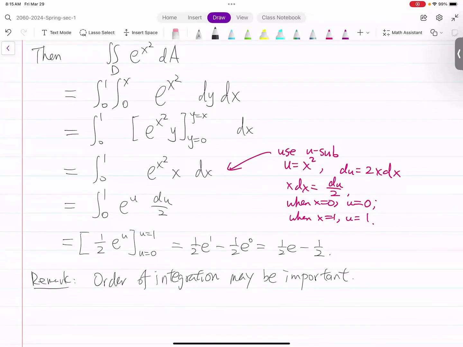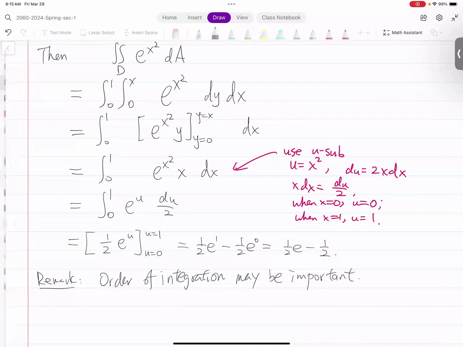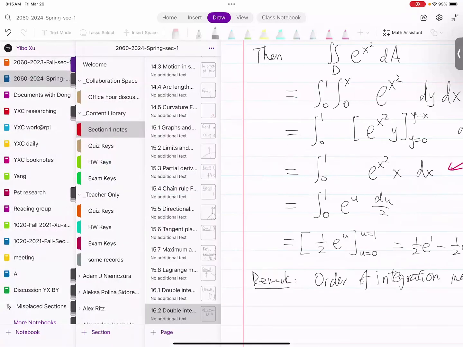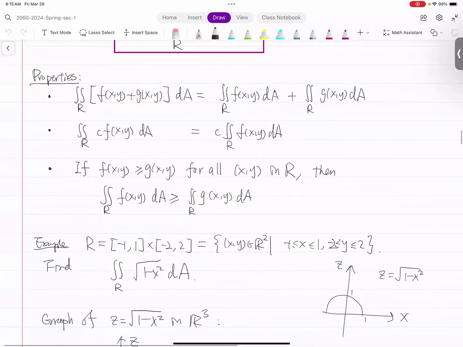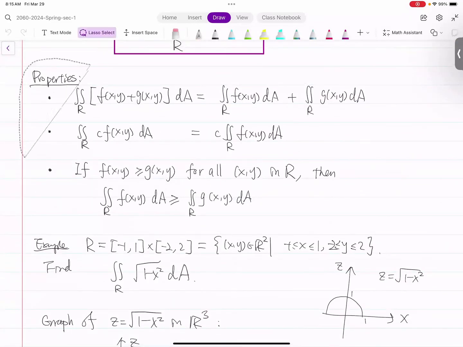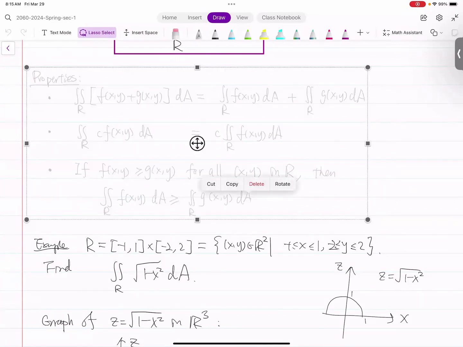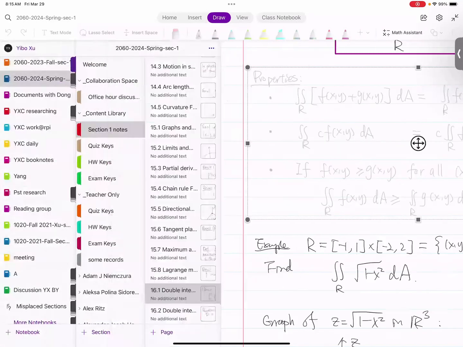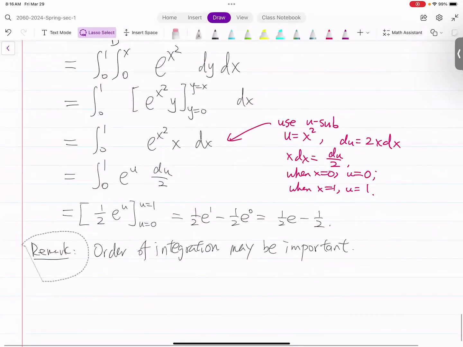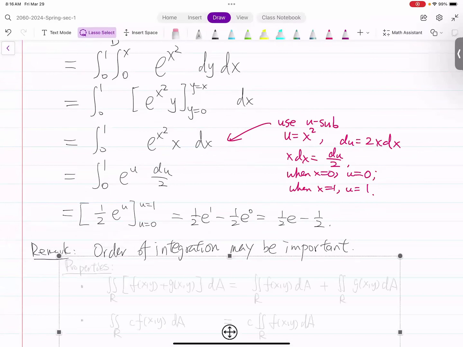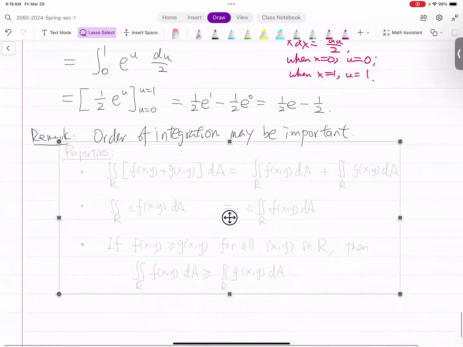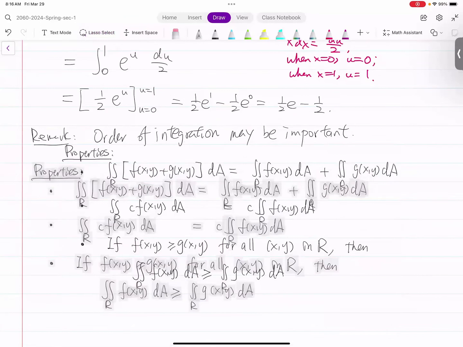All right, so now we want to talk about the properties of double integrals. That's a really parallel part of the results that we want to just reuse from the previous section. So let me cheat by copy and pasting. So this is same old.